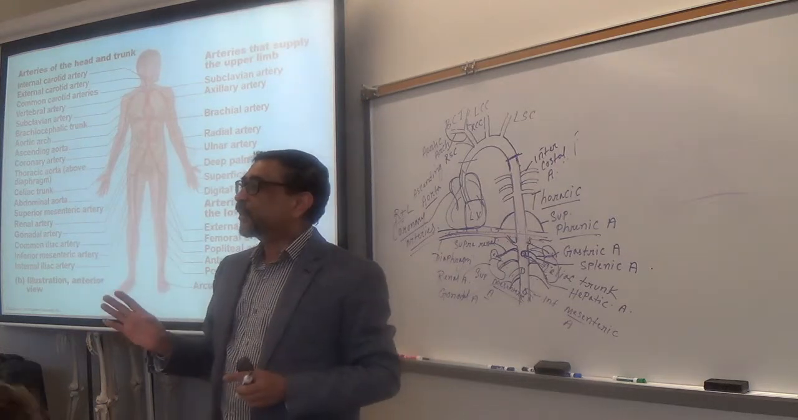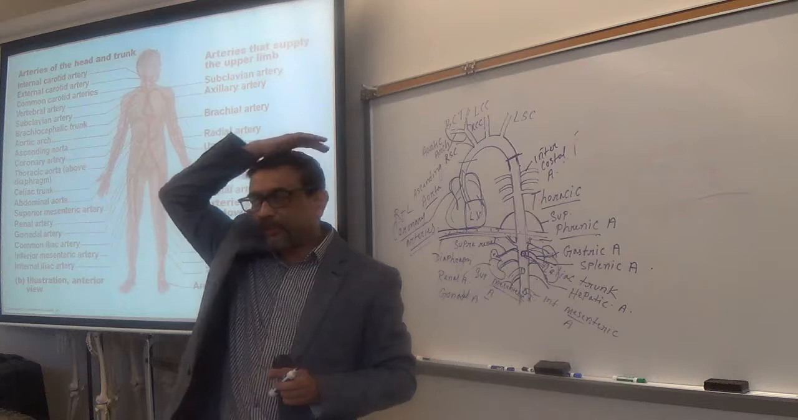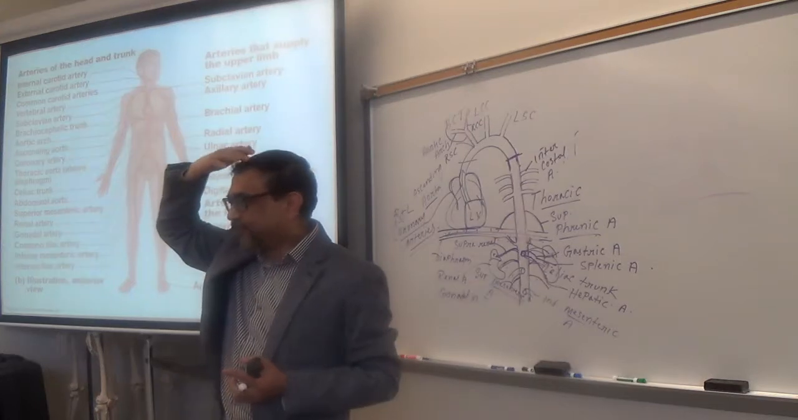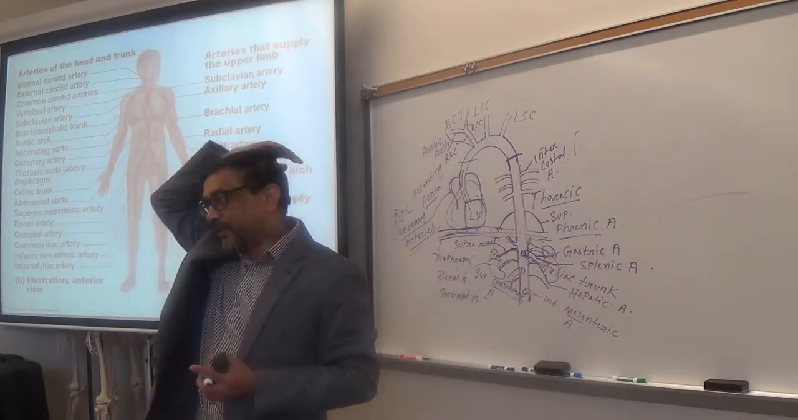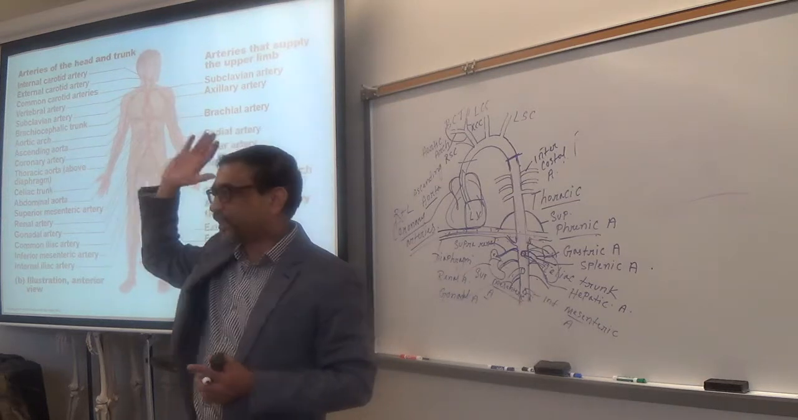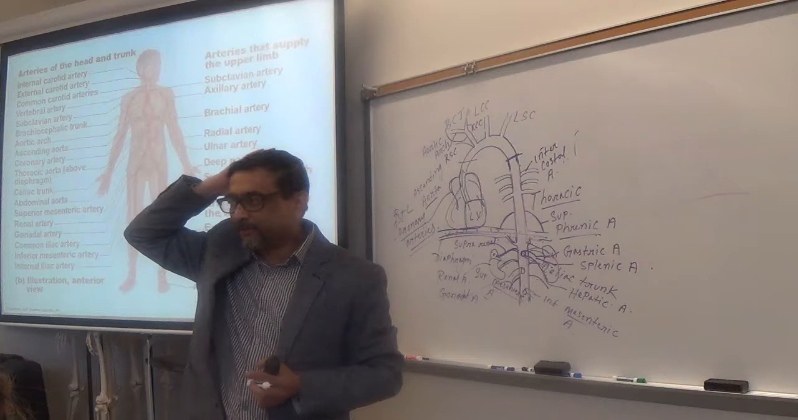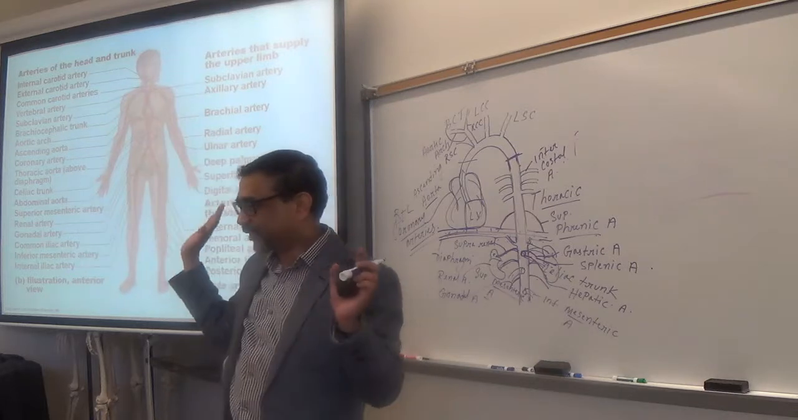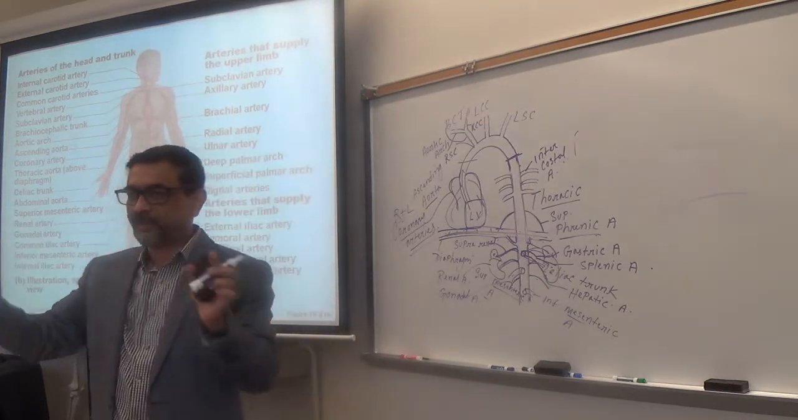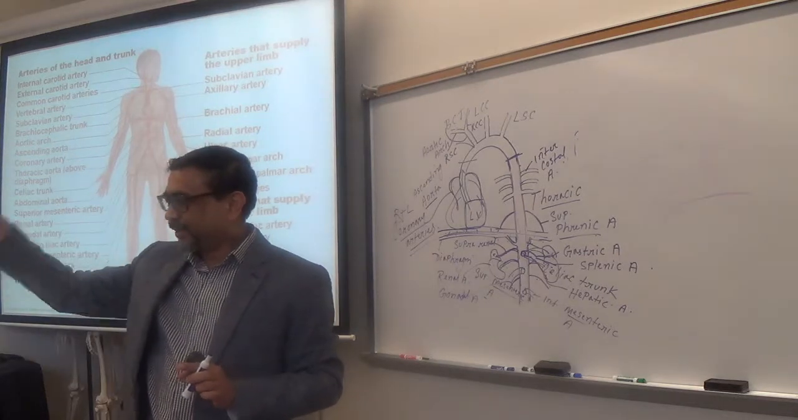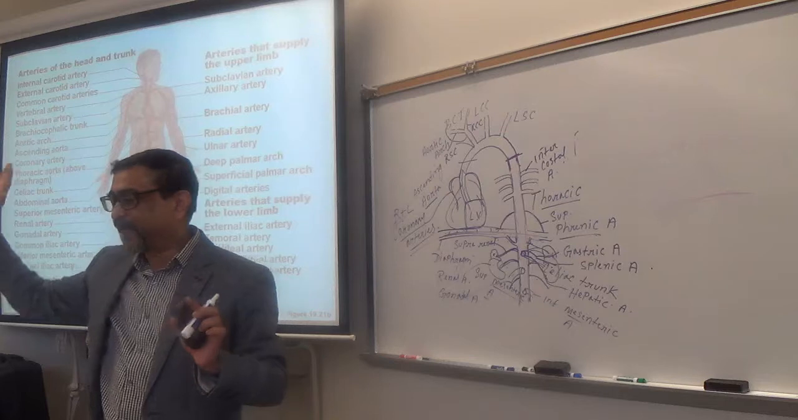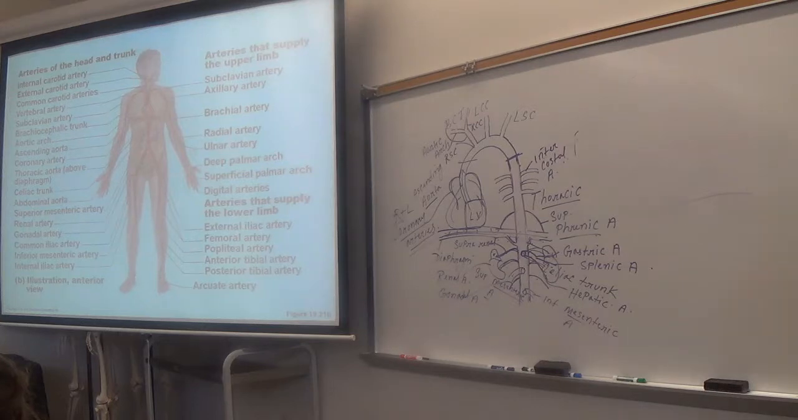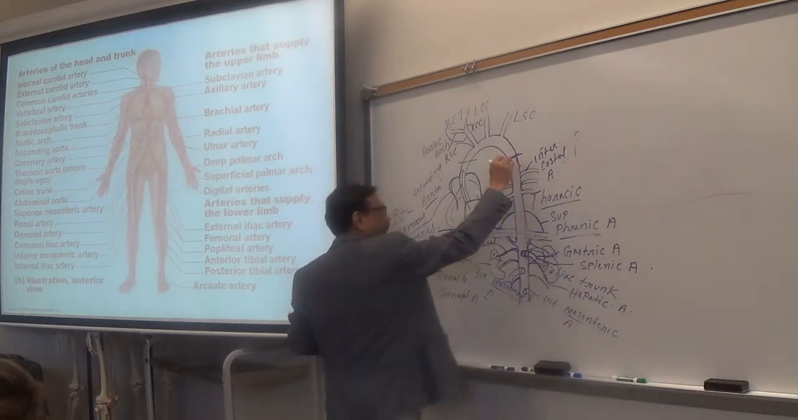Now I said that internal carotid supplies blood to which part of the head? Internal part of the head. That means the brain. External carotid supplies blood to the outer structures of the head, right? Muscles, bones, skin, those structures. Is it clear? There is some overlapping, but just know that internal carotid is for the brain, external carotid for the outer structures of the head. Both will supply blood to the head. Is it clear? Okay.